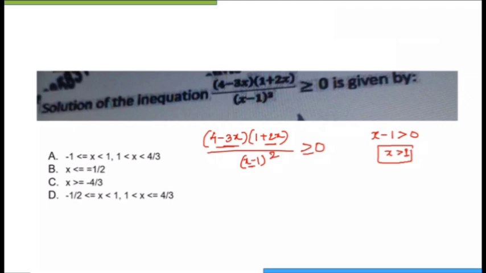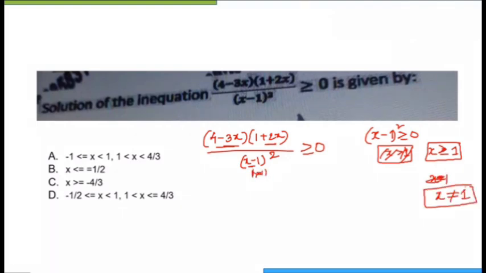So when will this be undefined? Observe it. If you take the square, this is greater than or equal to 0, so x is greater than or equal to 1. If x is equal to 1, if you substitute 1 here, 1 minus 1 whole square is 0, and I can get it from here: x should not be equal to 1. In any option, if it's saying x is equal to 1, I can eliminate that option, and we don't have that kind of option.